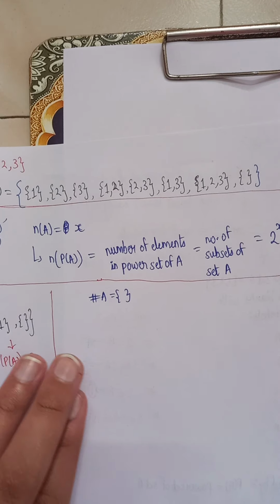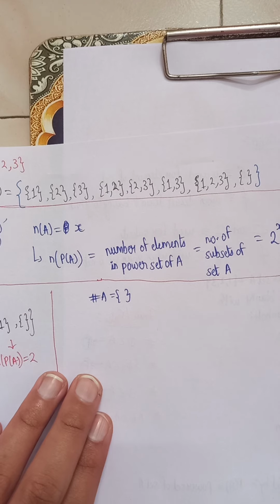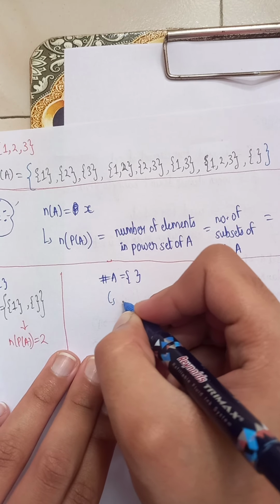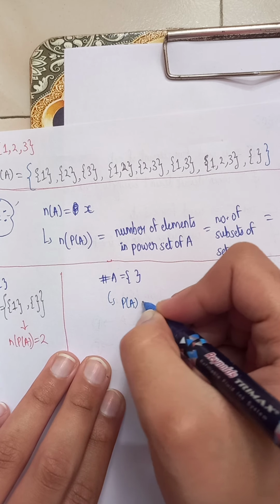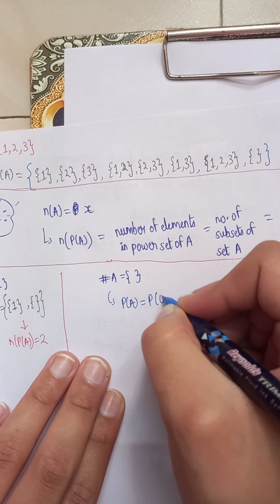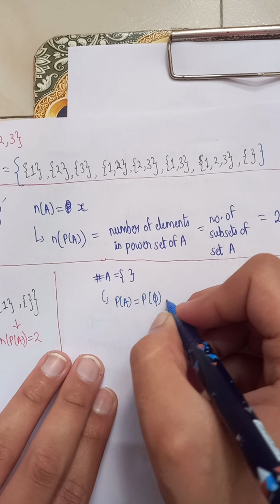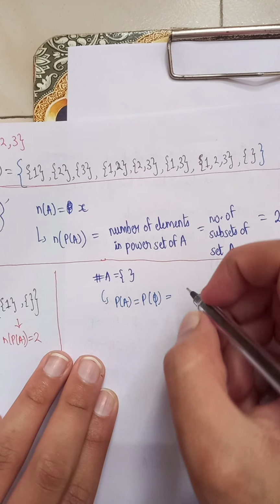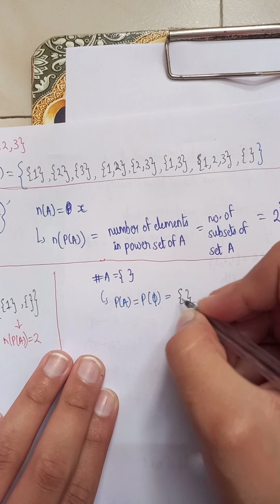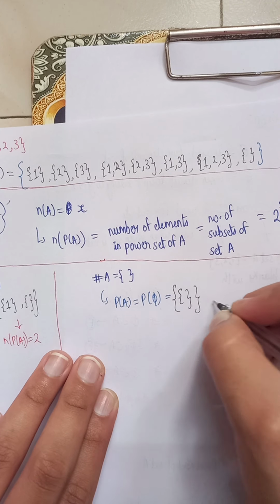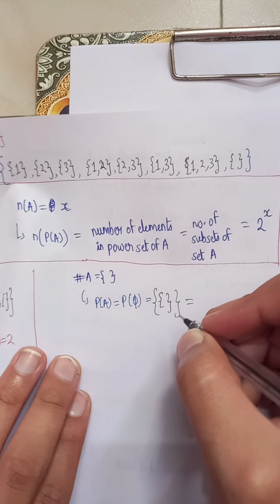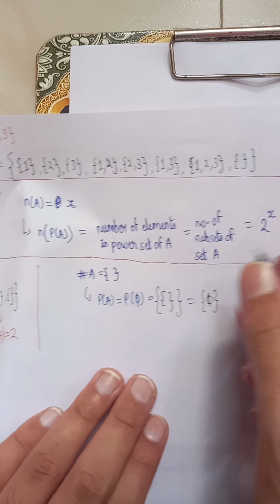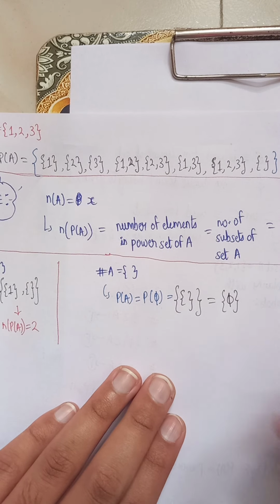Let's do another example. Suppose A is equal to the empty set. So the power set of A is nothing but the power set of the empty set. We can write it like this also: write the subset and then put curly brackets. This is called the power set of the empty set.